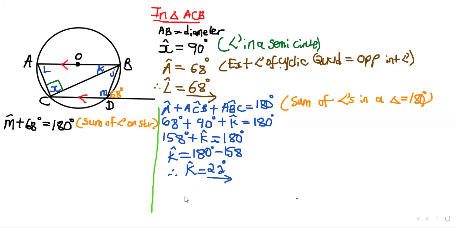And then from there, you can simply say angle M is equal to 180 degrees. You take that positive 68 to that side, it changes the sign to become minus 68 degrees. Therefore, angle M is equal to 180 minus 68. So that is 112. So the size of angle M is 112 degrees.